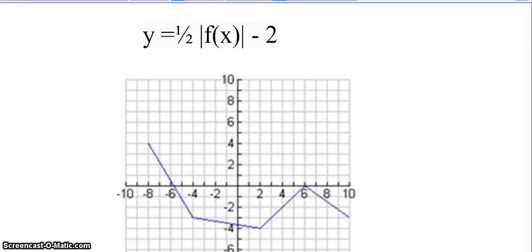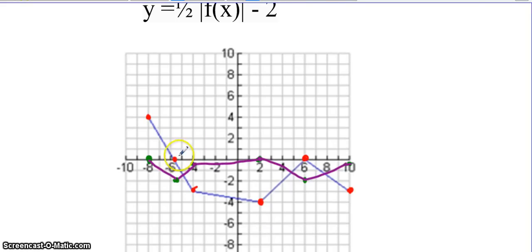Alright, last one. Given this is the function f of x, I want you to perform these transformations: 1/2 times the absolute value of f of x, and then minus 2. Pause the video, unpause when you're ready to check your work.